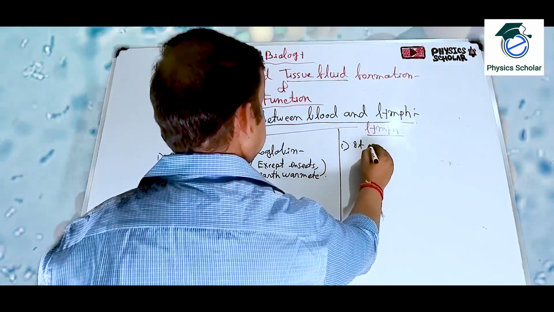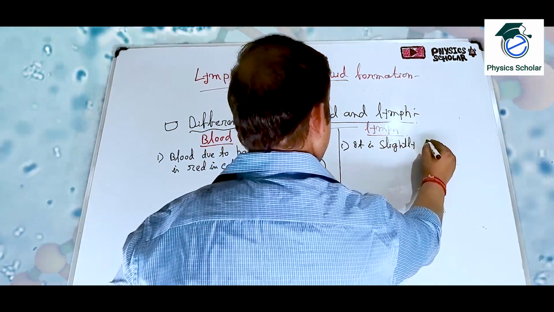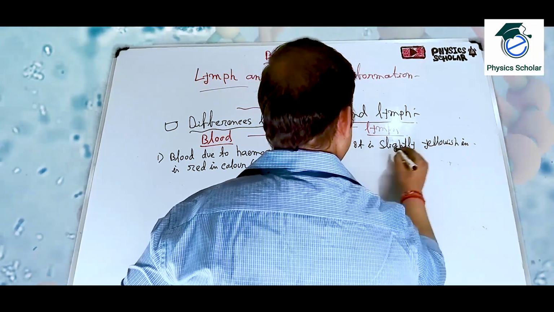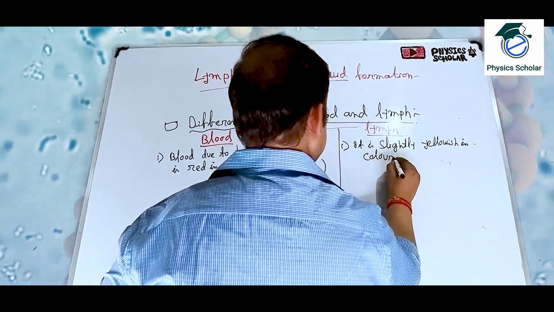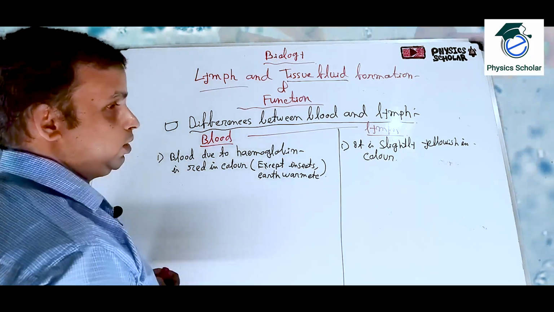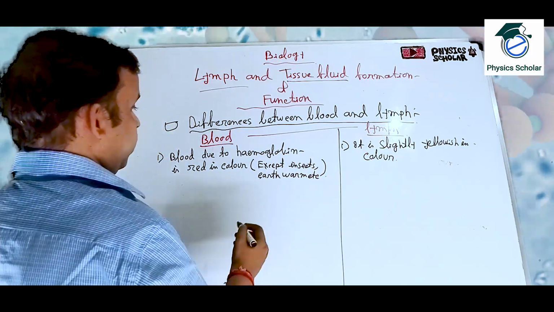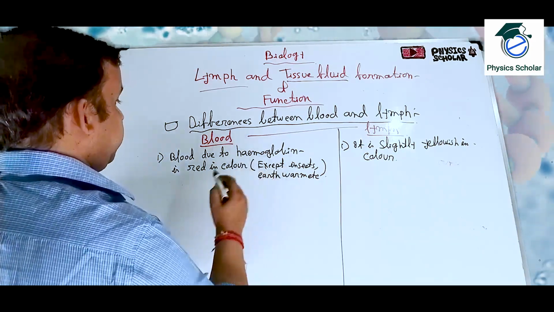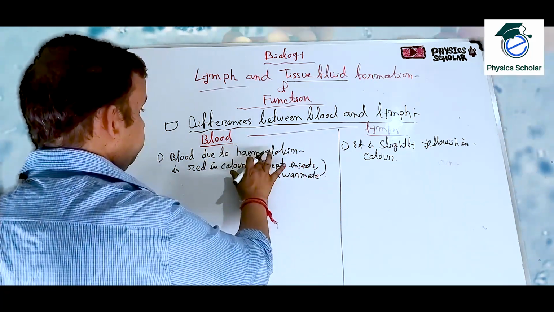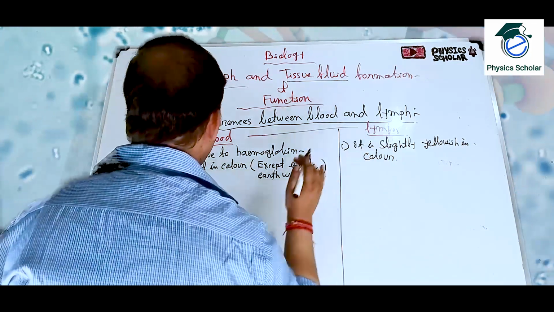It is slightly yellowish in color. Due to hemoglobin, the blood is red in color, except insects, earthworms, etc. Hemocyanin is there, even in prawns. And in earthworm, the blood doesn't have any color. So blood is red in color, and lymph is slightly yellowish in color.